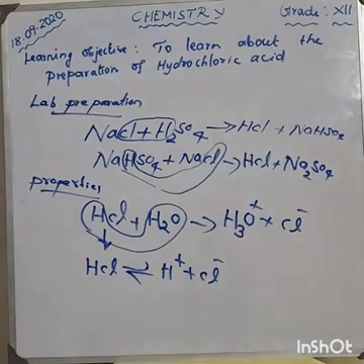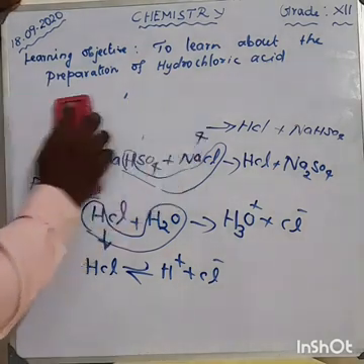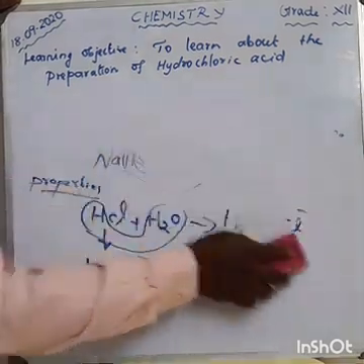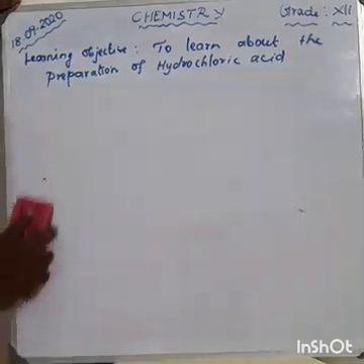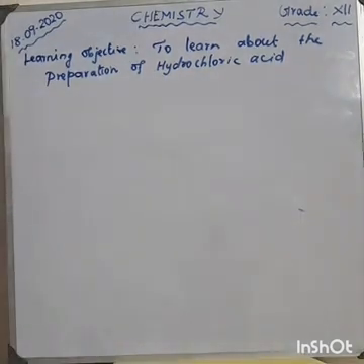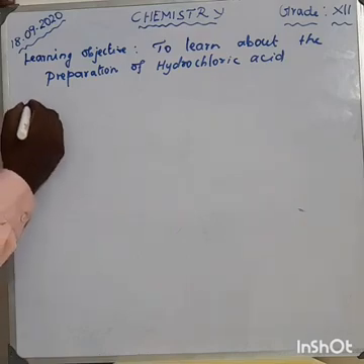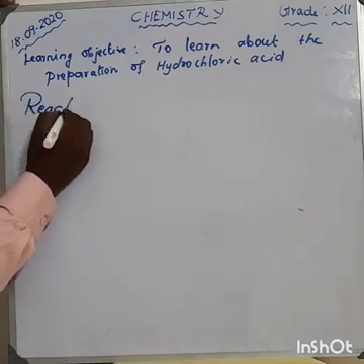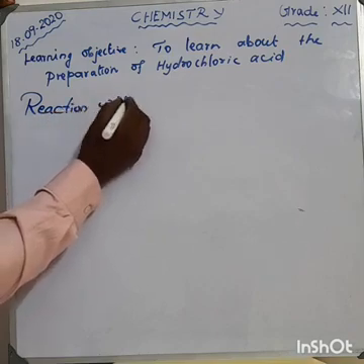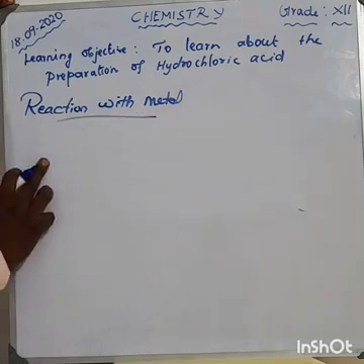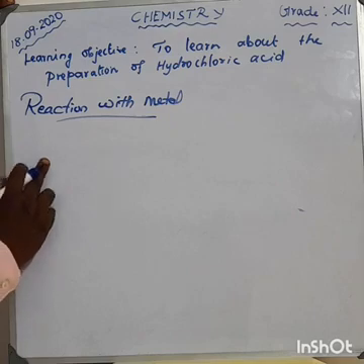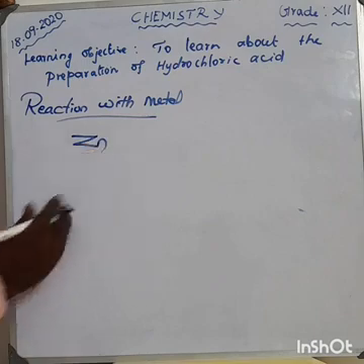Next, what are the chemical properties of hydrochloric acid? First of all, hydrochloric acid reacts with the metal. We are taking zinc and magnesium metal. Which metals are we taking? Zinc and magnesium metal. The symbol of zinc is Zn.